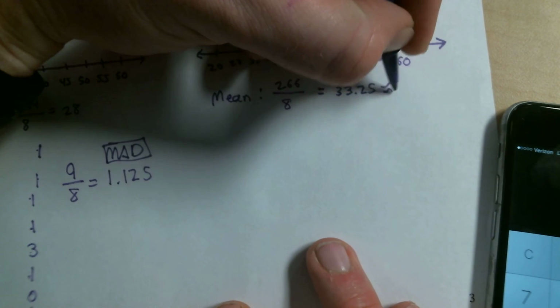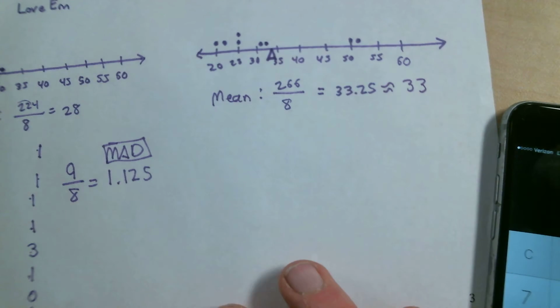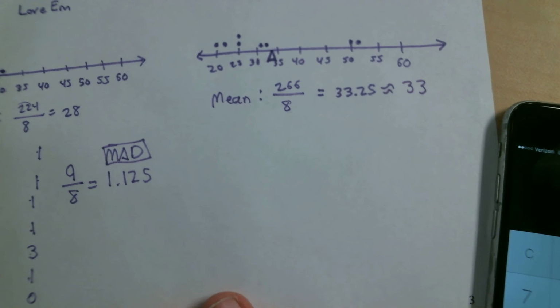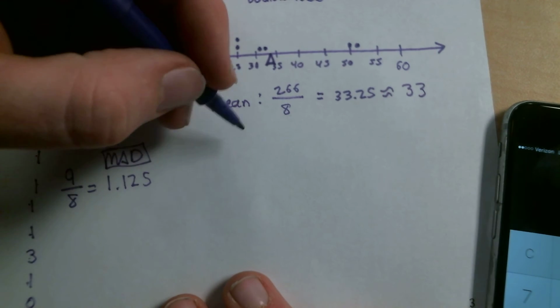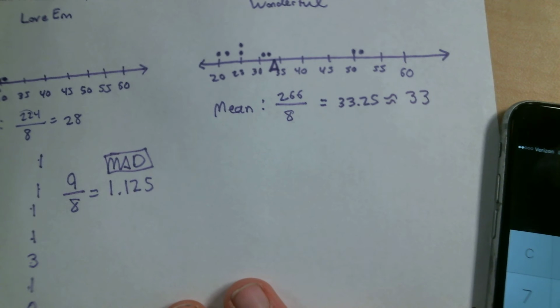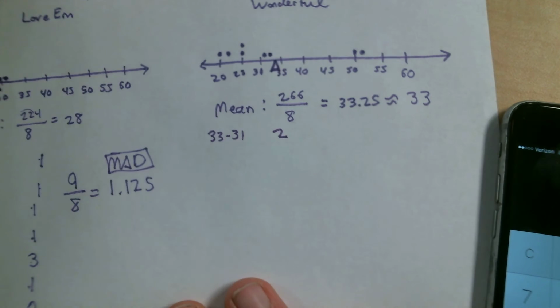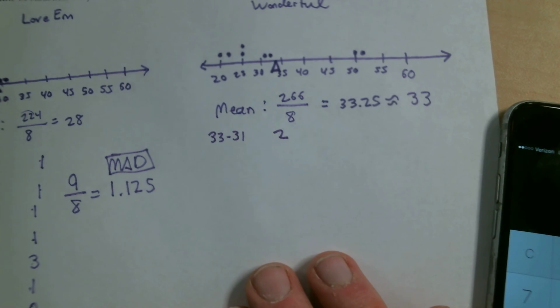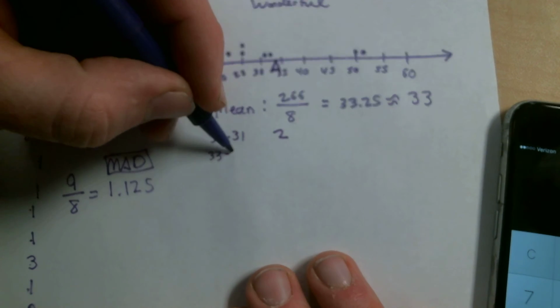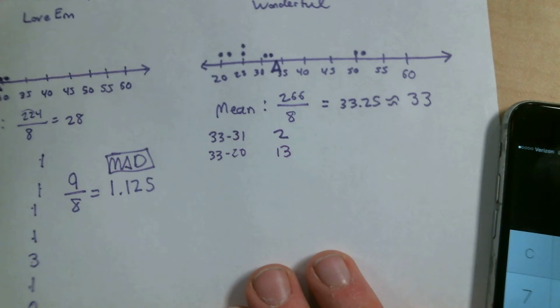Let's go ahead and figure this out for Wonderful. This one's going to be a little more complex. First of all, let's go ahead and take our mean. Let's make this easier on ourselves. Let's round it. So let's use 33 as our mean. So if I do that, my first one would end up being 33 take away 31. So my first deviation is 2, followed by 33 minus 20. It's going to be 13.